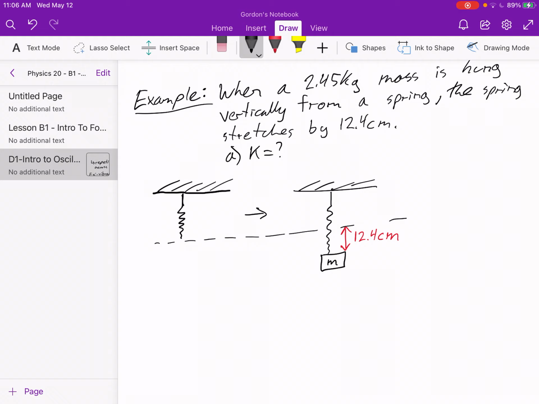So, of course, let's write down everything we know. We know the mass is 2.45 kilograms. And we know that the spring stretches by 12.4 centimeters. So remember, that's x. Anytime we're talking about a stretch, really we're talking about x in our formulas. 12.4 centimeters is 0.124 meters. Okay, so that's all we know. Like we did just above, free body diagram, well, we've got the force of gravity and the force of the spring are going to balance each other out.